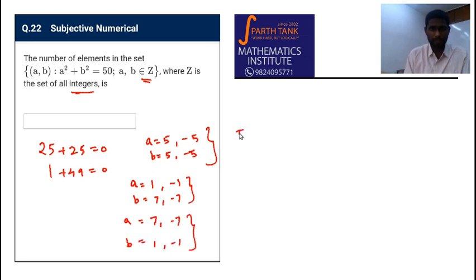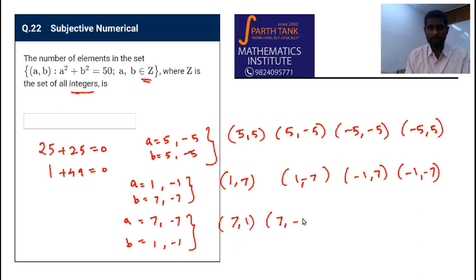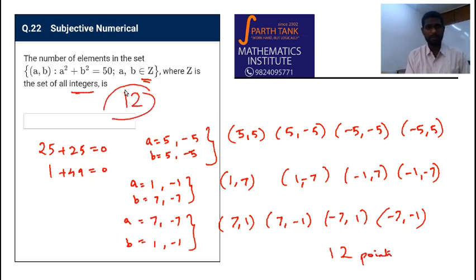So you see here, this means I can have (5, 5), (5, minus 5), (minus 5, minus 5), or (minus 5, 5). Here I can have the same way (1, 7), (1, minus 7), (minus 1, 7), (minus 1, minus 7). Or here I can have (7, 1), (7, minus 1), (minus 7, 1), (minus 7, minus 1). So 12 points. So 12 elements would be there in the set. So the answer is 12.